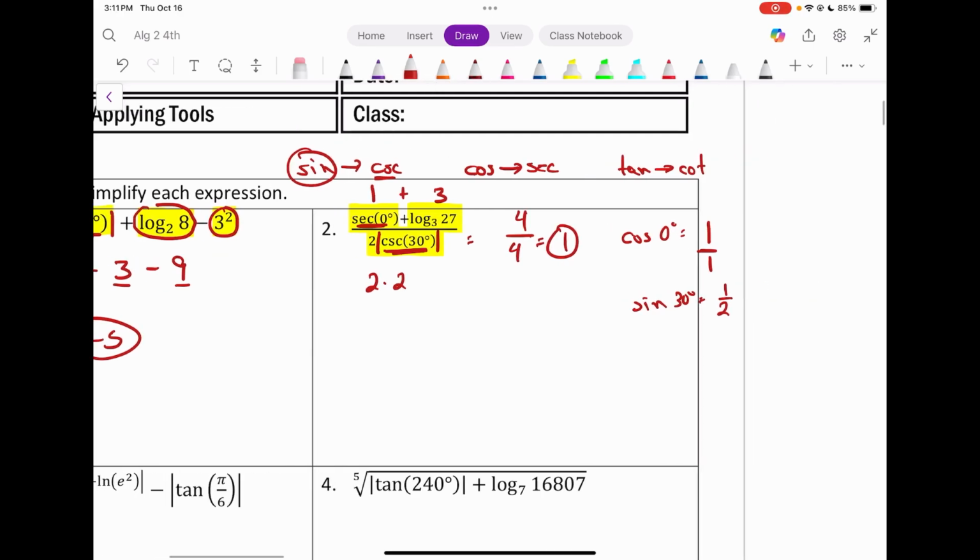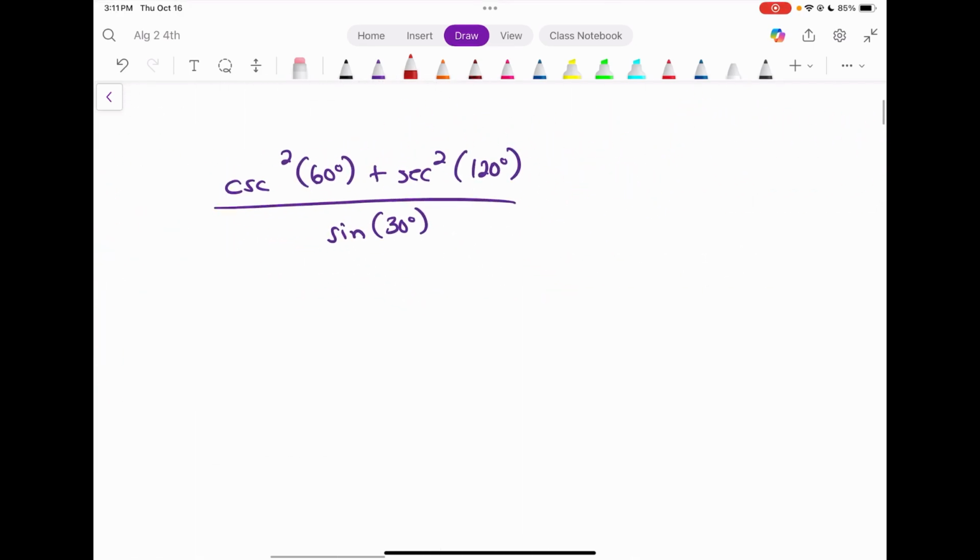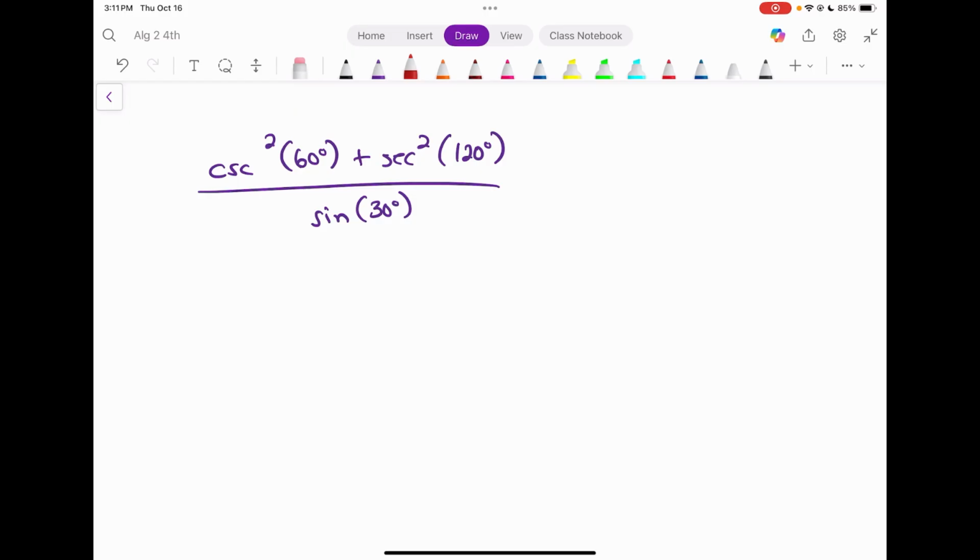Let's do a couple more of the secant and cosecant ones just to give you a little bit of extra practice. Now, if the squared value is in the middle here, what that's actually asking you to do is find the cosecant of 60 and then square the answer. Find the secant of 120, then square your answer. So again, we have 3 different parts of this problem. Cosecant of 60, let's do that first.